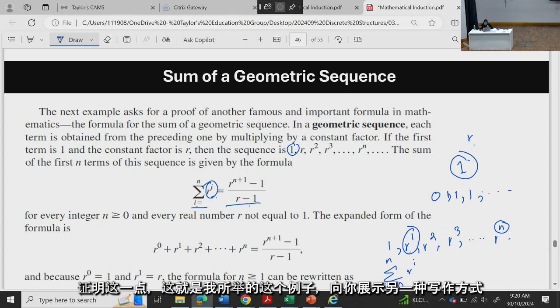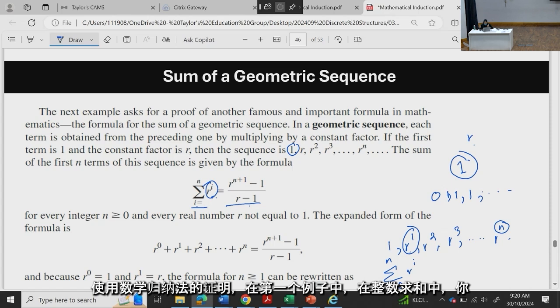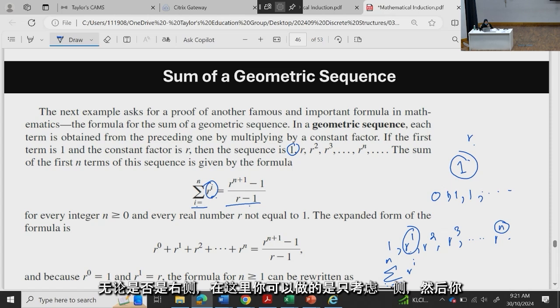Now, this example I have included to show you another way of writing the proof using mathematical induction. In the first example, in your sum of integers, you were showing the steps side by side, whether left hand side is equal to right hand side or not. Here what you can do is consider only one side and mathematically show that you reach the right hand side. So you only deal with one side.